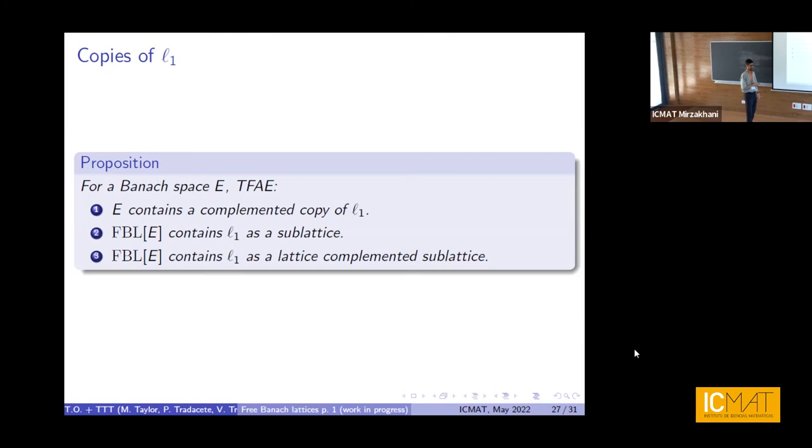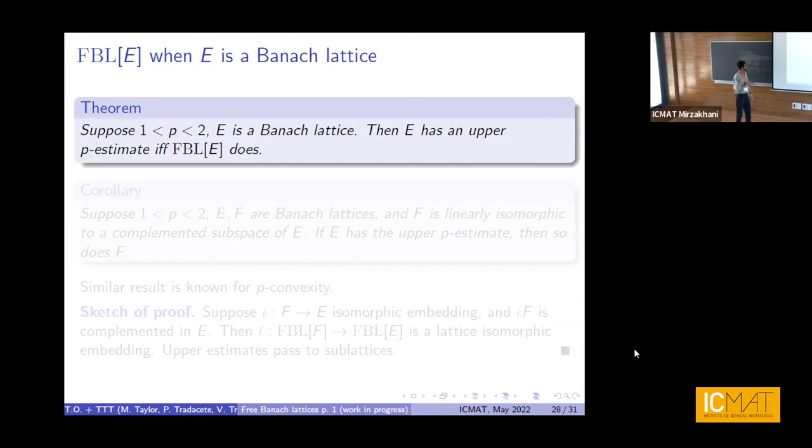So now let me go forward and look at the situation when E is a Banach lattice itself, and we build a free Banach lattice FBL[E] on it. It turns out that in this situation, let's say p here is strictly between one and two, we can prove that E has an upper p-estimate if and only if its free Banach lattice has an upper p-estimate.